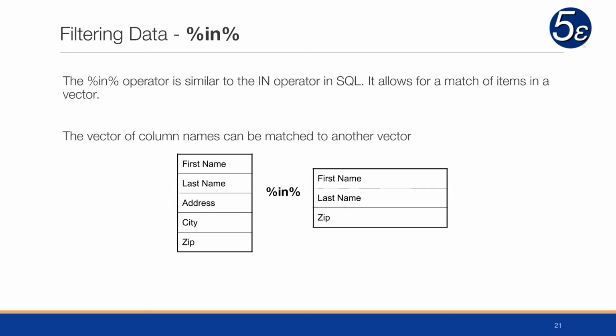The percent in percent operator is very similar to the in operator in SQL. It allows for a match of items in a particular vector. So the vector of column names can be matched to another vector. So for example, we have first name, last name, address, city, and zip. In, first name, last name, and zip. So let's take a look at an example.